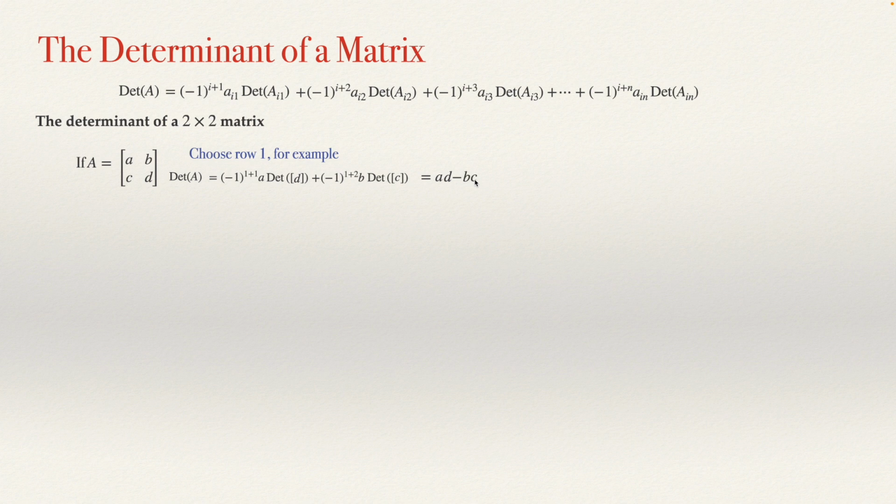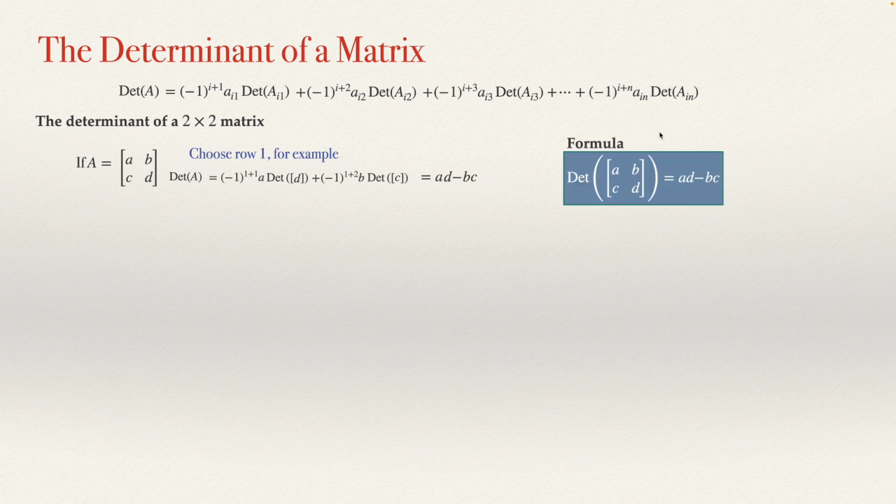AD minus BC. We have found a formula. Whatever 2 by 2 matrix is in this way, we have found a formula that helps me find the determinant of any 2 by 2 matrix. It will be just multiplying the first element by the element in the same diagonal, AD, minus, that is a minus sign, and this minus sign is because of minus 1 to the power 3, minus the product of the elements in the other diagonal, BC.